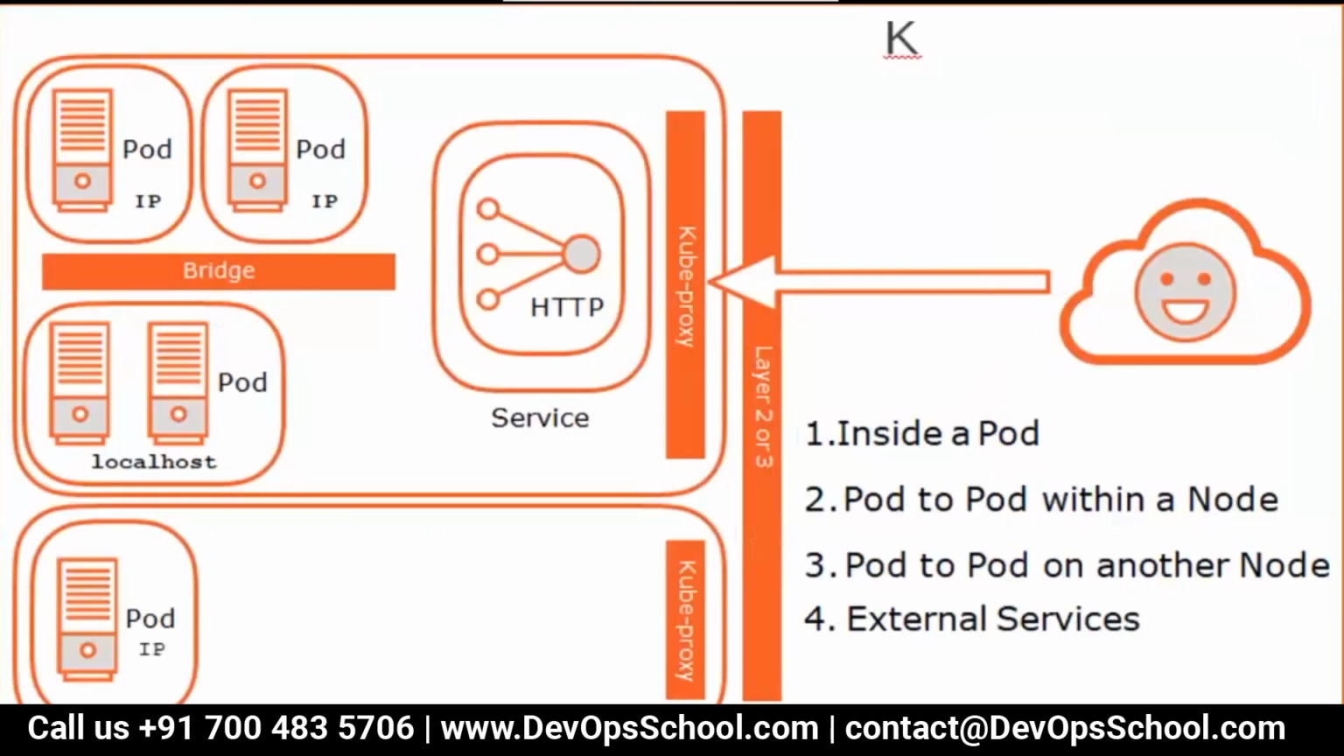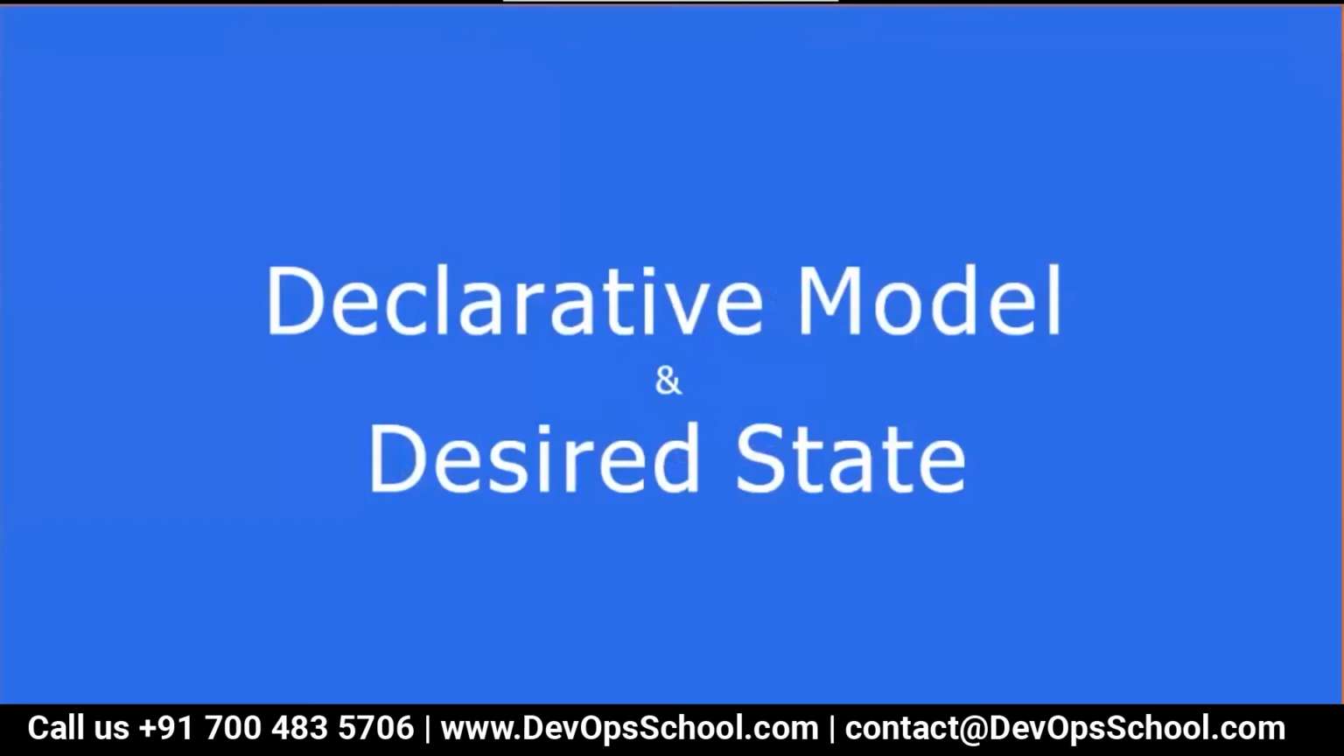So let's go back to the last section, which is called declarative model and desired state. What is a declarative model and what is a desired state? So guys, let's understand this declarative model first.